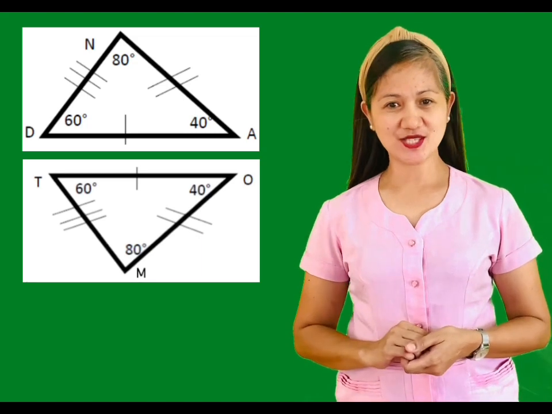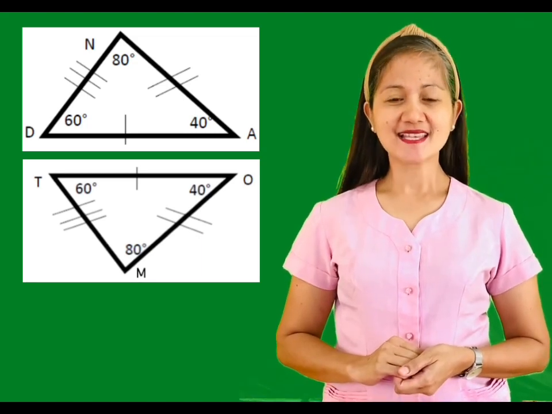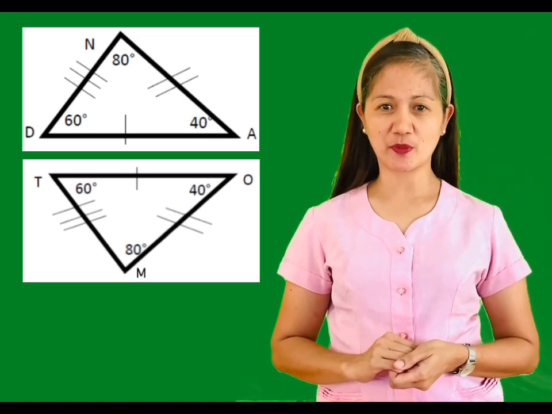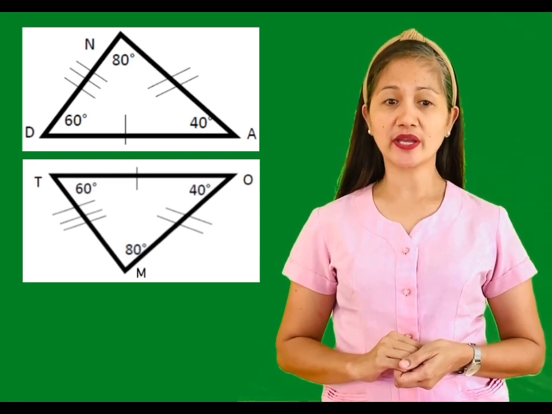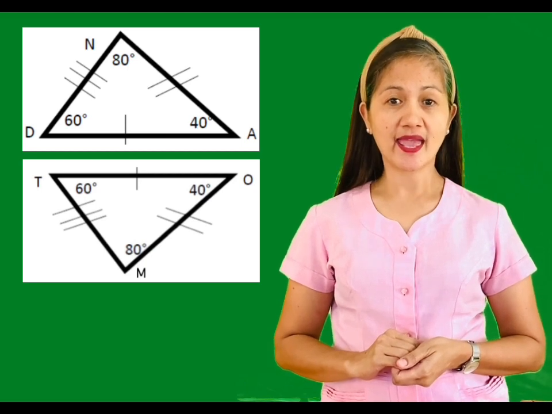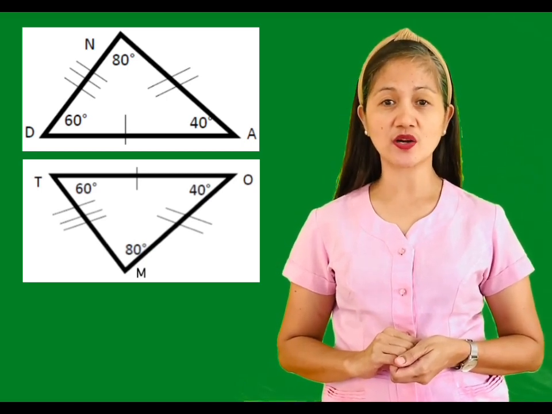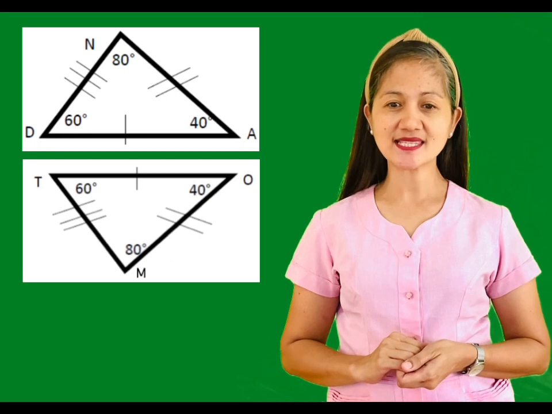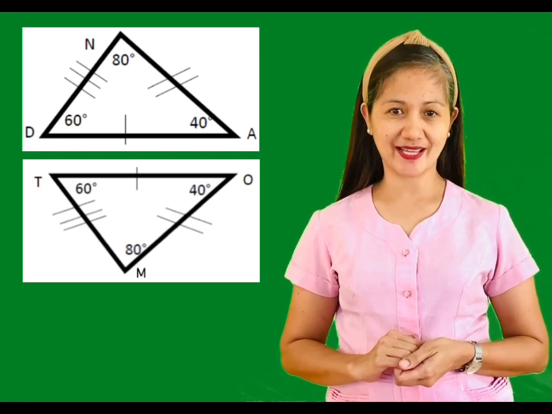Take a look at these two given examples. Take note, same markings indicate that these parts are congruent. The two triangles are congruent when the sides with the same markings are congruent and the angles with the same measures are also congruent. Now let us name the congruent parts of the triangles.